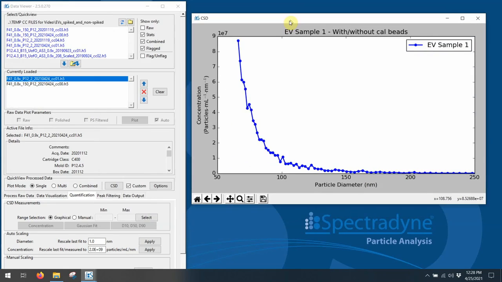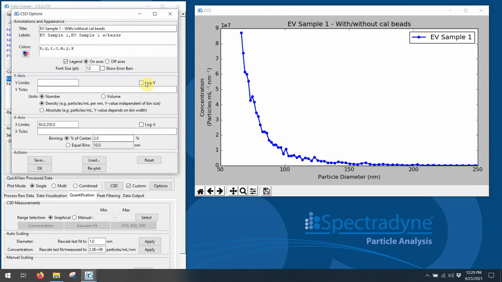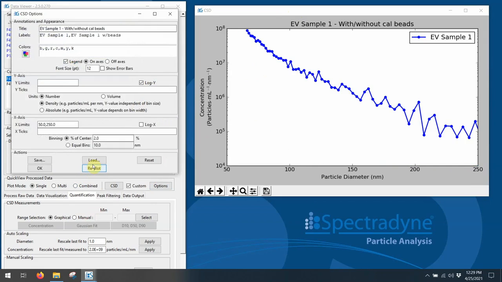As is typical for EV samples, you can see a continuous distribution of sizes in a power law format where concentration rises exponentially as you go to lower sizes. To show that this is truly a power law distribution, I can convert to log scale just by clicking here and replotting. And you can see that this is roughly linear when plotted on a log scale. Let's go back to linear here.